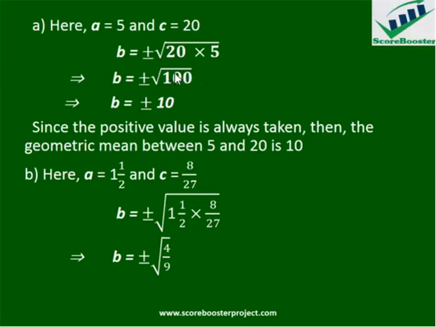And you know 100 can be written as 10 squared. So the square will cancel the square root, or you know the square root of 100 is 10. So B is equal to plus or minus 10. Since the positive value is always taken, then the geometric mean between 5 and 20 will be positive 10, which can be written as ordinary 10.